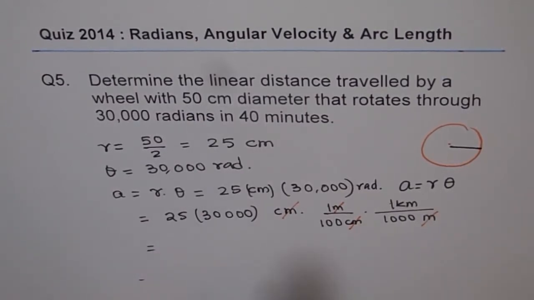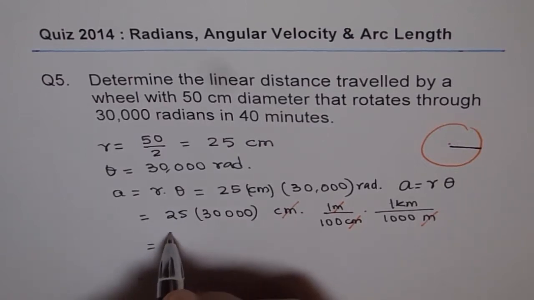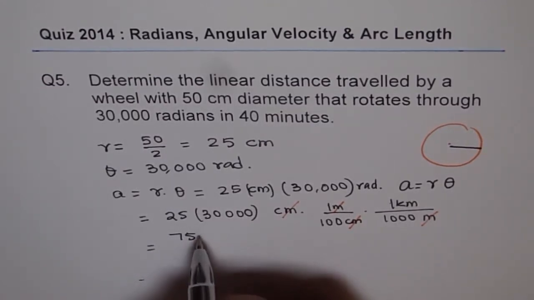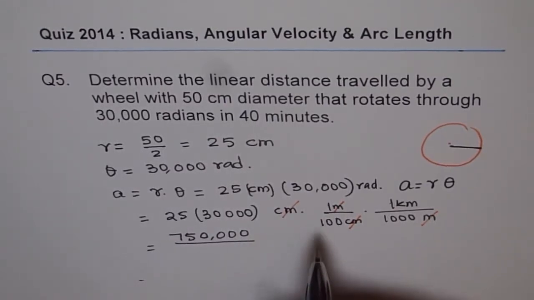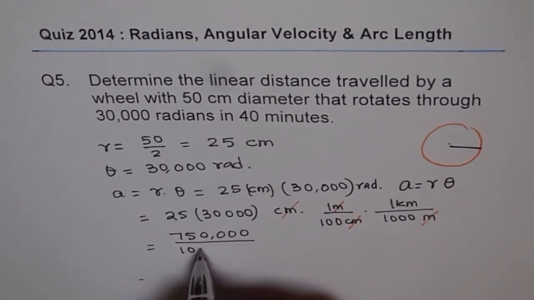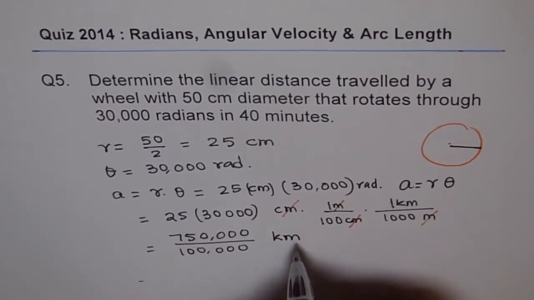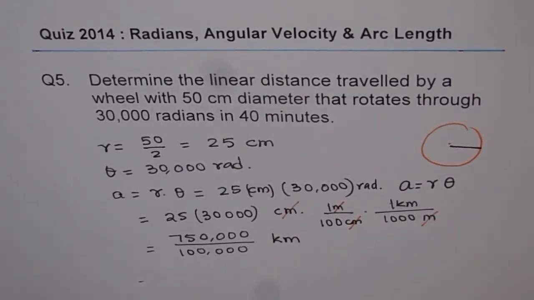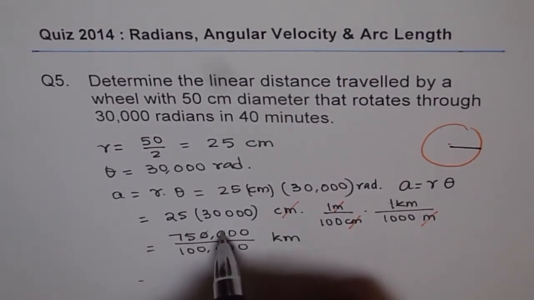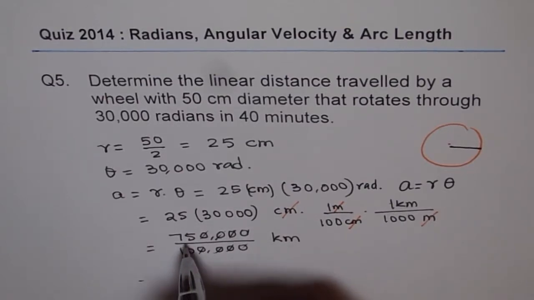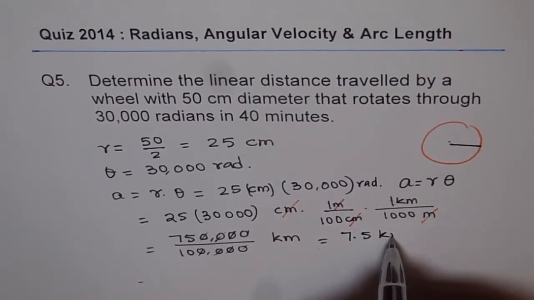So what do we get? We get 25 times 30,000. So 25 times 3 is 75, and then there are 4 zeros. So let me put 0 and 3 more for 1000, right? And in the denominator we have 100,000. And the units we are left with are kilometers. Do you see that? So arc length now is in kilometers. And now we can simplify this. So 4 zeros get cancelled out, and that will place a decimal here. So this equals 7.5 kilometers as our answer.